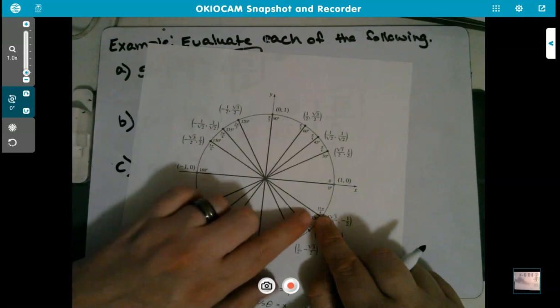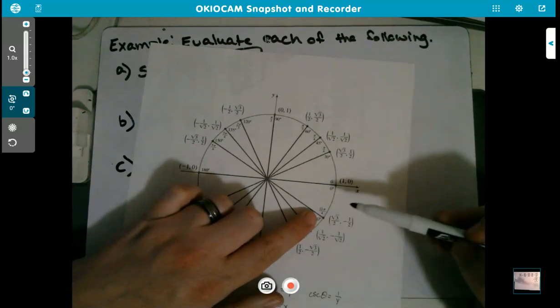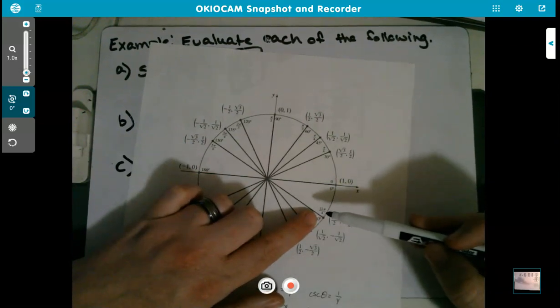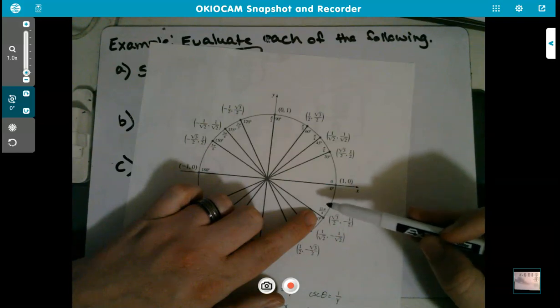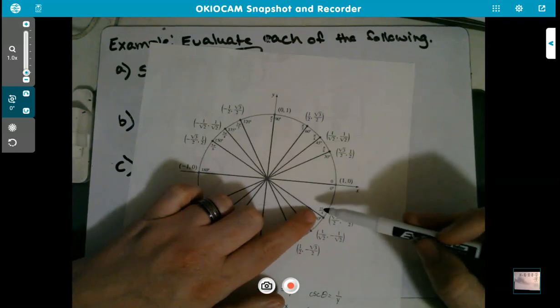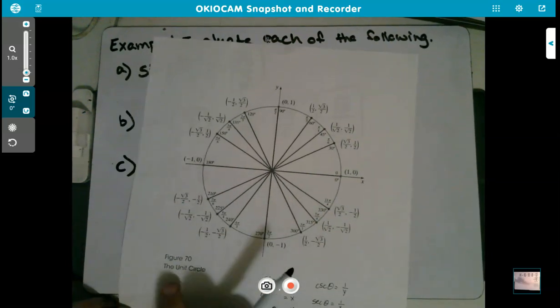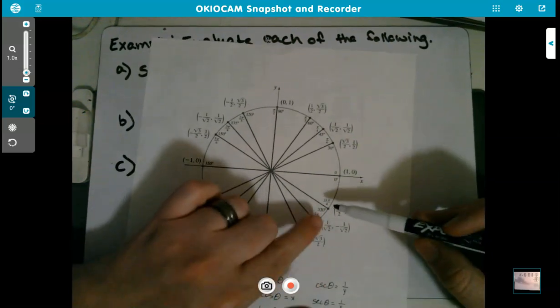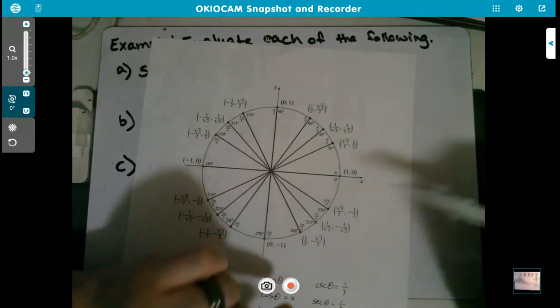Something I just saw right here, the circle I have shows this as 11 pi over 4. That should say 11 pi over 6. So just be careful right there. That should say 11 pi over 6. I don't know what happened there. I got this from the book, so that's a little strange. But 11 pi over 6 is what that should say, okay?